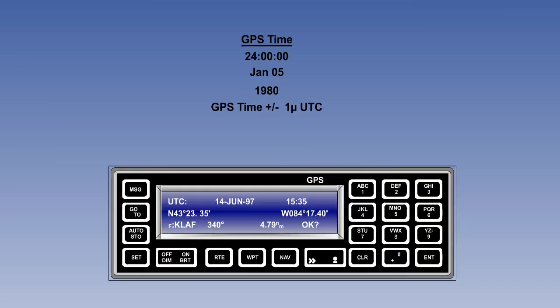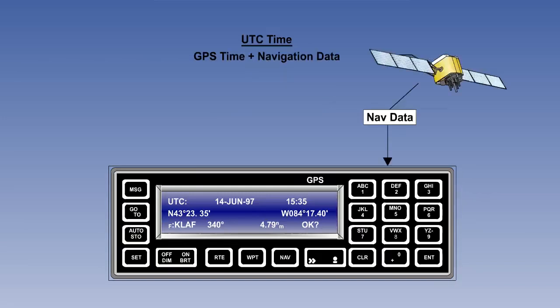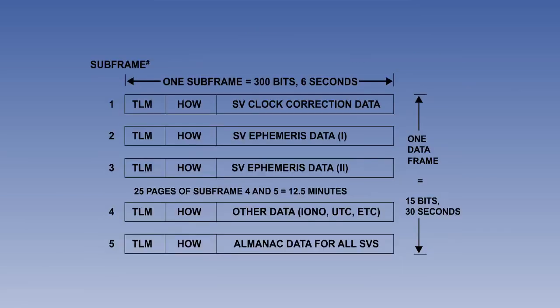GPS time is measured in weeks and seconds from midnight, January the 5th, 1980, and it is corrected to within 1 microsecond of UTC. UTC time is then computed from GPS time using the UTC correction parameters sent as part of the navigation message. The navigation message is contained in one frame comprising 5 subframes. The subframes each take 6 seconds to transmit, so the total frame download time is 30 seconds.